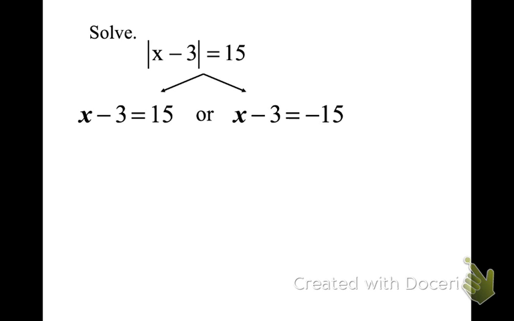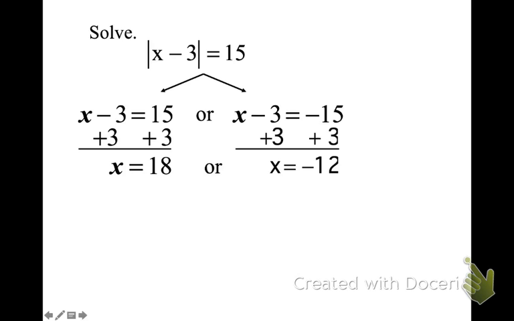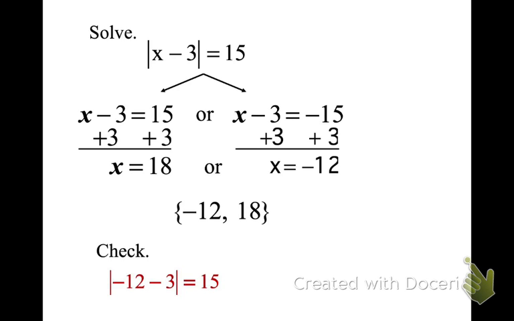And then I'm adding 3 to both sides. And then I'm adding 3 to both sides. And so my two solutions. Now you should be able to check that. Negative 12 minus 3, that is the absolute value of negative 15, right? And that becomes 15 equals 15.